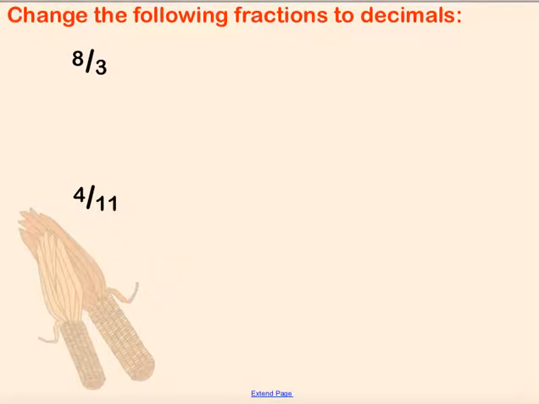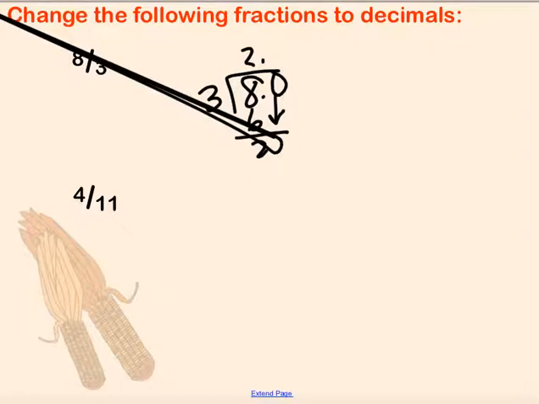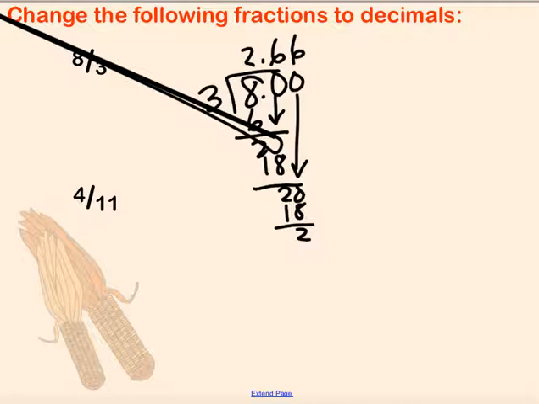Let's try some other ones. 8/3, so we would take 8 and divide it by 3 and see, okay, that can go in twice to get 2 left over, but we have to add a decimal. Okay, and we can get 6 in there, 18, so we have another 2 left over. And once again, we can get 6 in there, and once again, we have a 2 left over, which means we are going to repeat. We have 2.6 repeating.